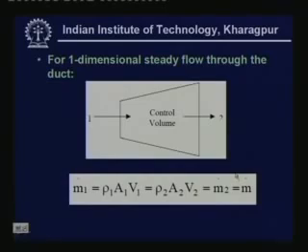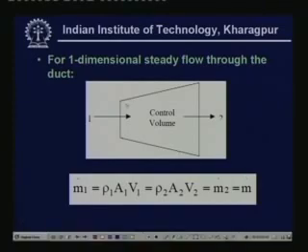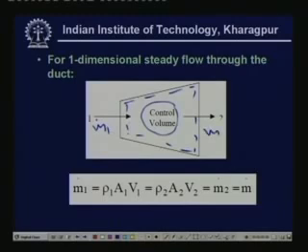Now, if you apply this conservation of mass to a one dimensional steady flow through a duct, let us say that we take an arbitrarily shaped duct, and let this be the control volume, and let the flow be steady and one dimensional. Since the flow is steady, no mass can be accumulated within the control volume, that means the mass inside the control volume is constant, so whatever mass is entering must leave the control volume. That is what is written here.